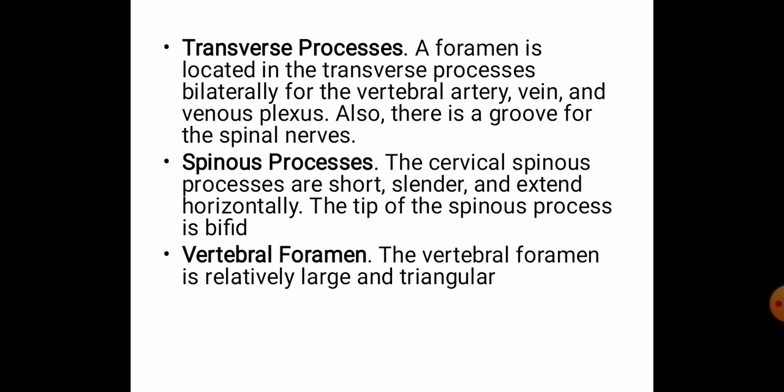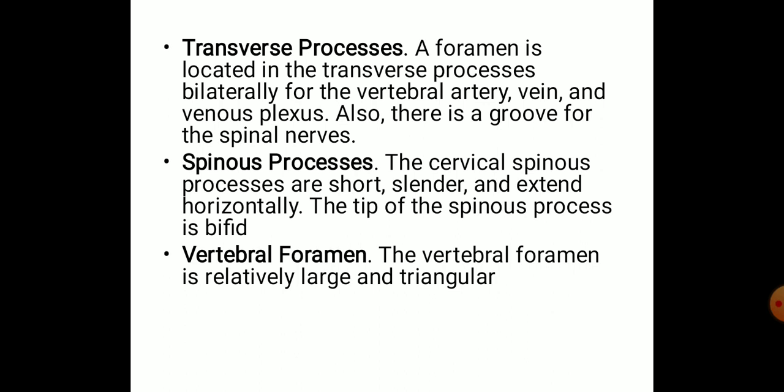Next is the transverse process. A foramen is located in the transverse process bilaterally for the vertebral artery, vein, and venous plexus. Also, there is a groove for spinal nerves. So the foramen is mainly to have the vertebral artery, vein, and venous plexus, and it also acts as a groove for spinal nerves. And we have the posterior spinous process.